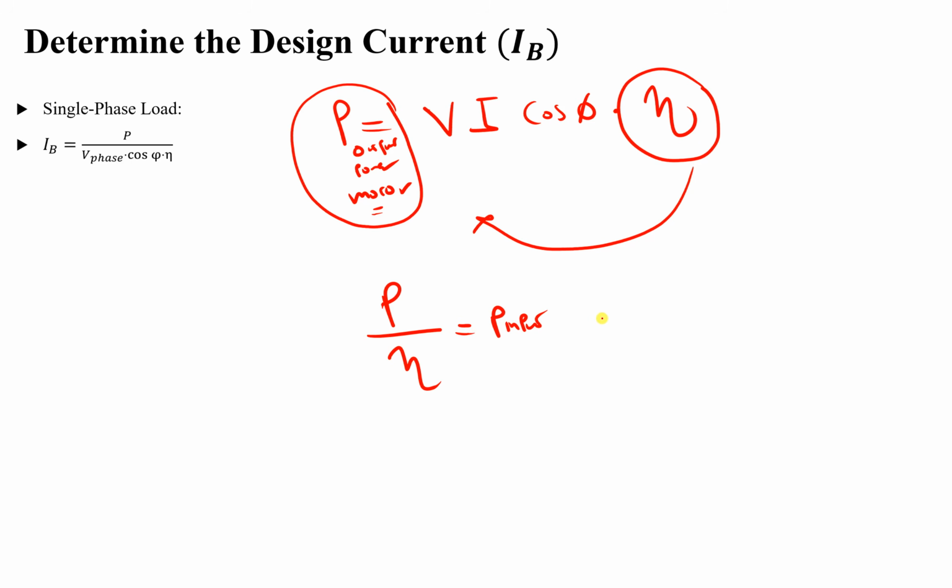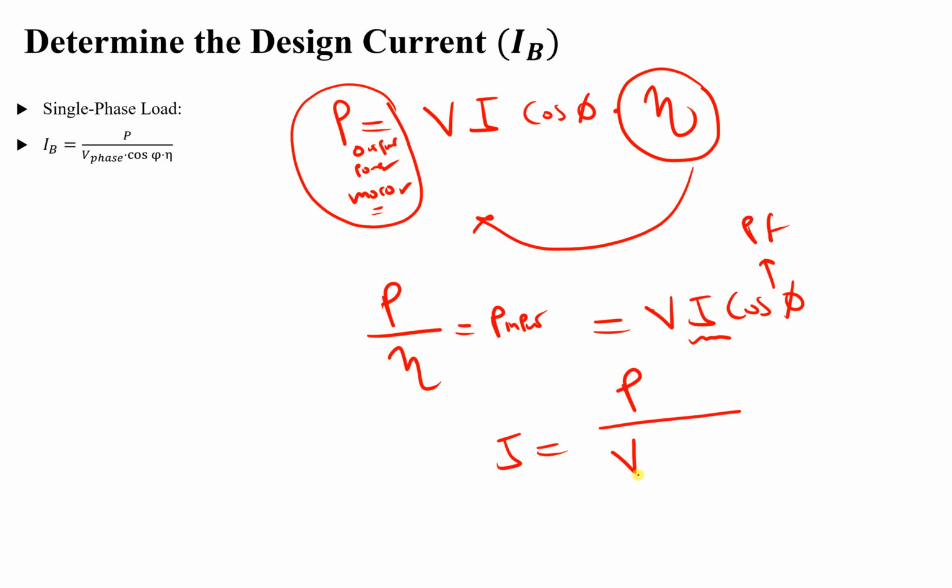So it will be equal to V I cosine phi, this representing our power factor. So in the end, the current taken by our load will be power divided by V, which is phase voltage since we are talking about a single phase system, multiplied by cosine phi multiplied by efficiency, which is this equation which you can see right now.